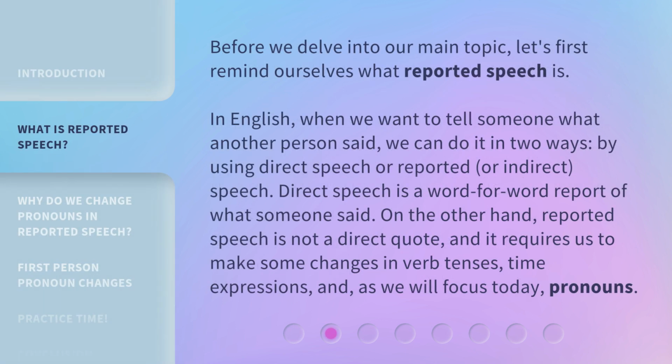Before we delve into our main topic, let's first remind ourselves what reported speech is. In English, when we want to tell someone what another person said, we can do it in two ways: by using direct speech or reported, or indirect speech. Direct speech is a word-for-word report of what someone said. On the other hand, reported speech is not a direct quote, and it requires us to make some changes in verb tenses, time expressions, and, as we will focus today, pronouns.